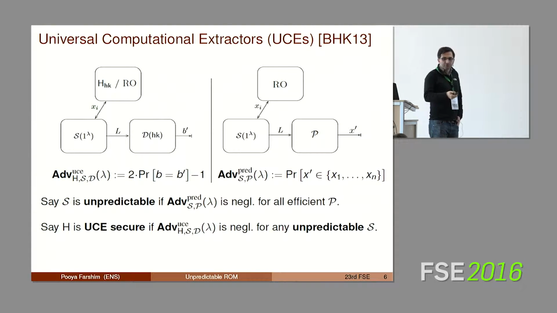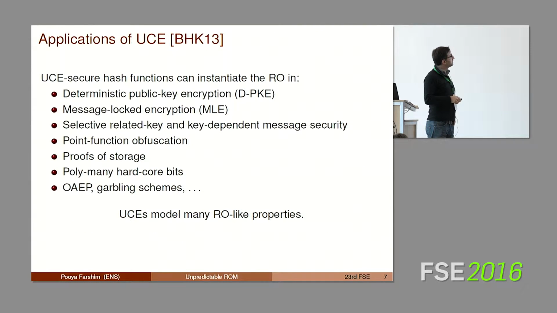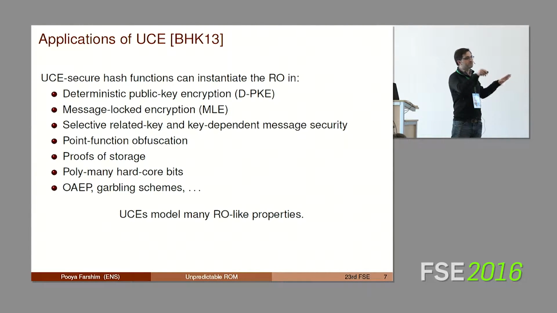So okay, this is a definition. Is it useful or not? It looks kind of somewhat natural. It turns out it's actually very useful. You can use UCEs to instantiate random oracles in a lot of applications. Examples include deterministic public key encryption, message-locked encryption, related key attacks, and key-dependent message security, point function obfuscation, proofs of storage, et cetera, et cetera. And the takeaway message from this slide is that UCEs basically model many random oracle-like properties for hash functions out there.